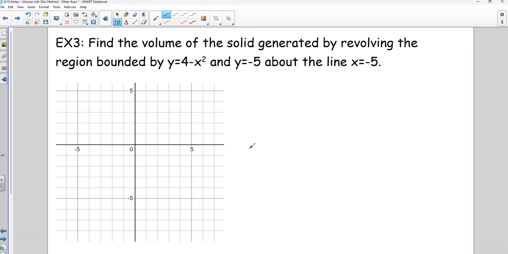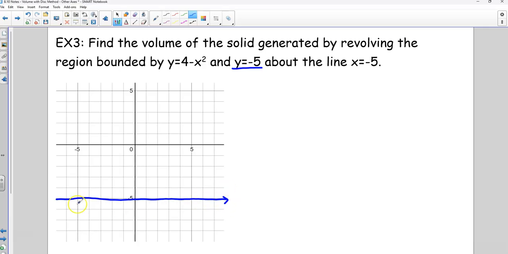We have to find the volume of the solid generated by revolving the region y equals 4 minus x squared and y equals -5 about the line x equals -5. So y equals -5, that is a horizontal line at -5. That's here.